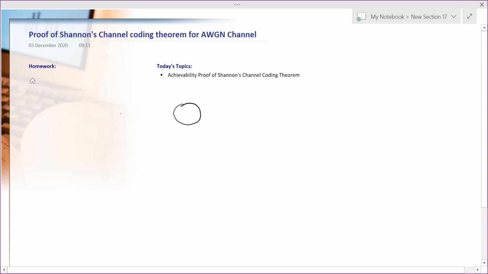So we have input. It is in discrete time, so we call it xk. This is the input to the channel. This input gets corrupted by additive noise nk, and what we receive at the output is yk. So we can write yk is xk plus nk.